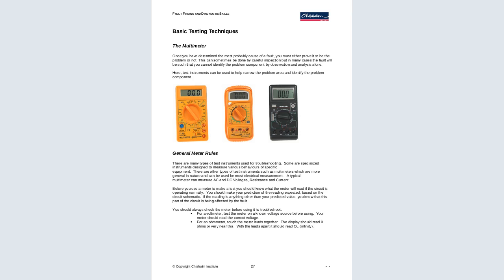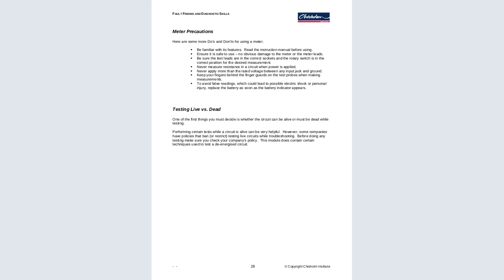Okay, we proceed. We have the general meter rules. There are many types of test instruments used for troubleshooting. Some are specialized instruments designed to measure various behaviors of specific equipment. There are other types of test instruments, such as multimeters, which are more general in nature and can be used for most electrical measurements. A typical multimeter can measure AC and DC voltages, resistance, and current. You can see those meters.